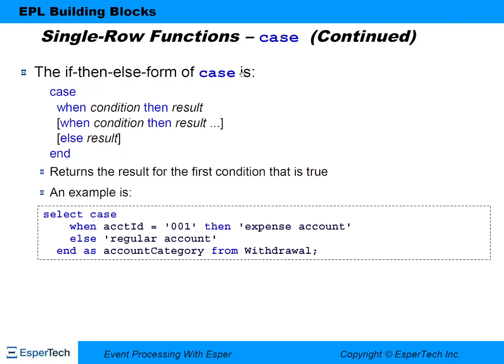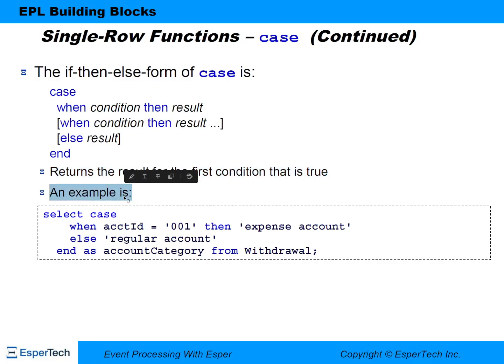The if-then-else form of case is: case. When condition then result. Optionally, when condition then result. Optionally, else result. End. This form returns the result for the first condition that is true.